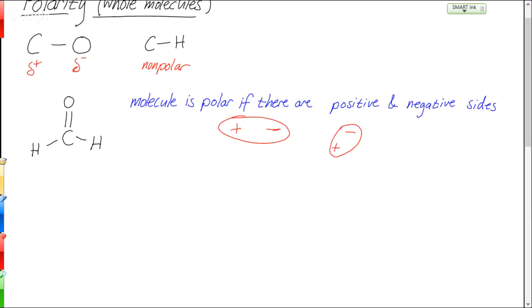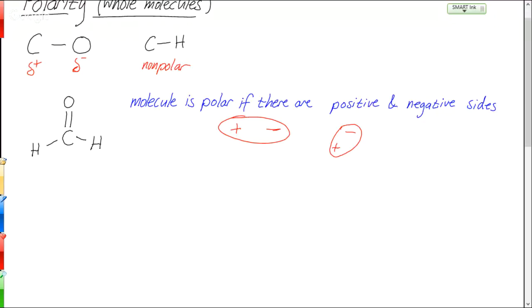So in the bond, we just look at the two atoms and we say, okay, are the electrons pulled to one side or the other? If they are, then it's polar. In the whole molecule, well, we need to do a little bit more work than that because the molecule is made up of all different bonds. We have to see if they're polar, and then we have to kind of take it all together to see if the entire molecule is polar. So let's see how that works.